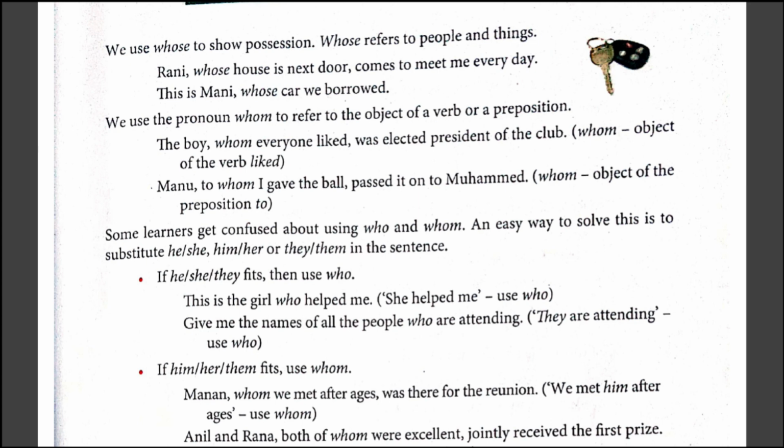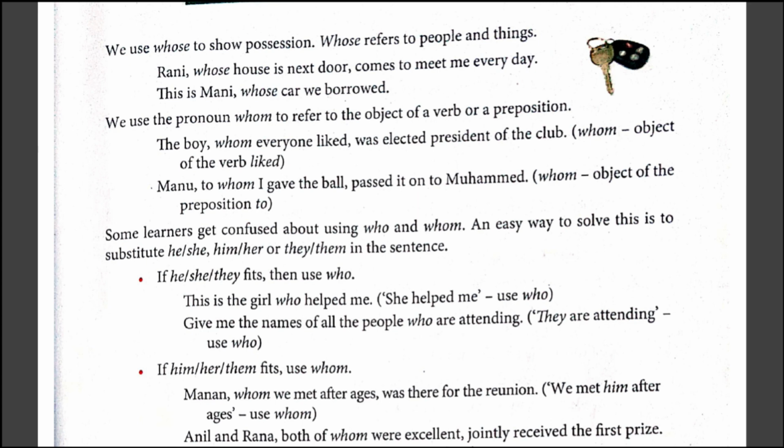An easy way to solve this is to substitute he or she, him or her, or they or them in the sentence. Rule number 1. If he, she, they fits, then use who. For human beings, students, who will be used. Your example is, this is the girl who helped me. So about whom are you talking? That is she. She helped me. So here we are going to use who.